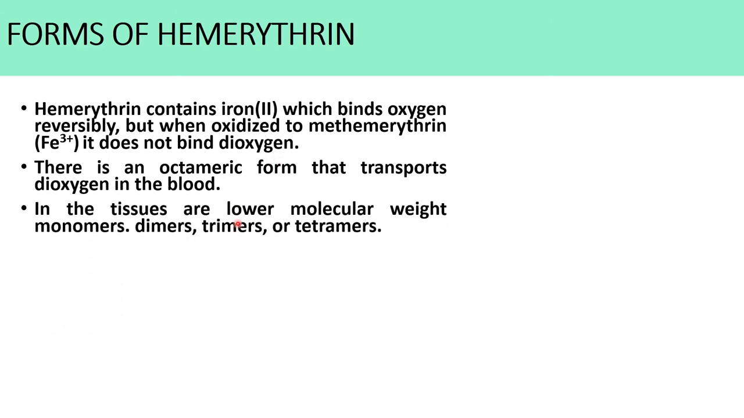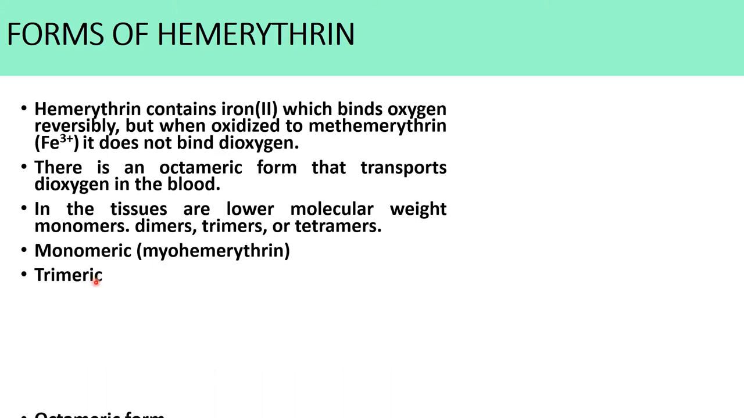In tissues, lower molecular weight monomers, dimers, trimers, or tetramers of hemerythrin are present. The tissue between the inner membrane lining the digestive tract and the outer membrane of the worm is analogous to flesh in invertebrates. So the forms of hemerythrin are the monomeric form, also known as myohemerythrin, the trimeric form, the tetrameric form, and the octameric form.